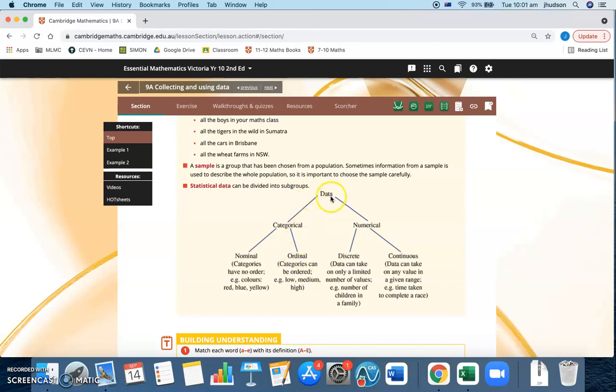Let's go back over to numerical, which is the main thing that we're going to be looking at. They can be either discrete or continuous. Now, discrete is when there's a certain number of possible answers. So, for example, if you roll a 6-sided die, you can only get one of 6 different answers.